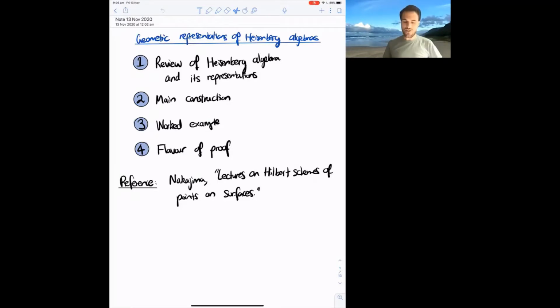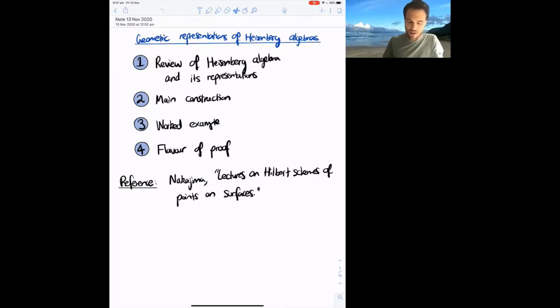So the goal today is basically to continue off what Emily and Anthony have set the ground for, which is to give a geometric description of irreducible representations of certain Heisenberg algebras that you get from smooth quasi-projective surfaces by looking at homology groups.